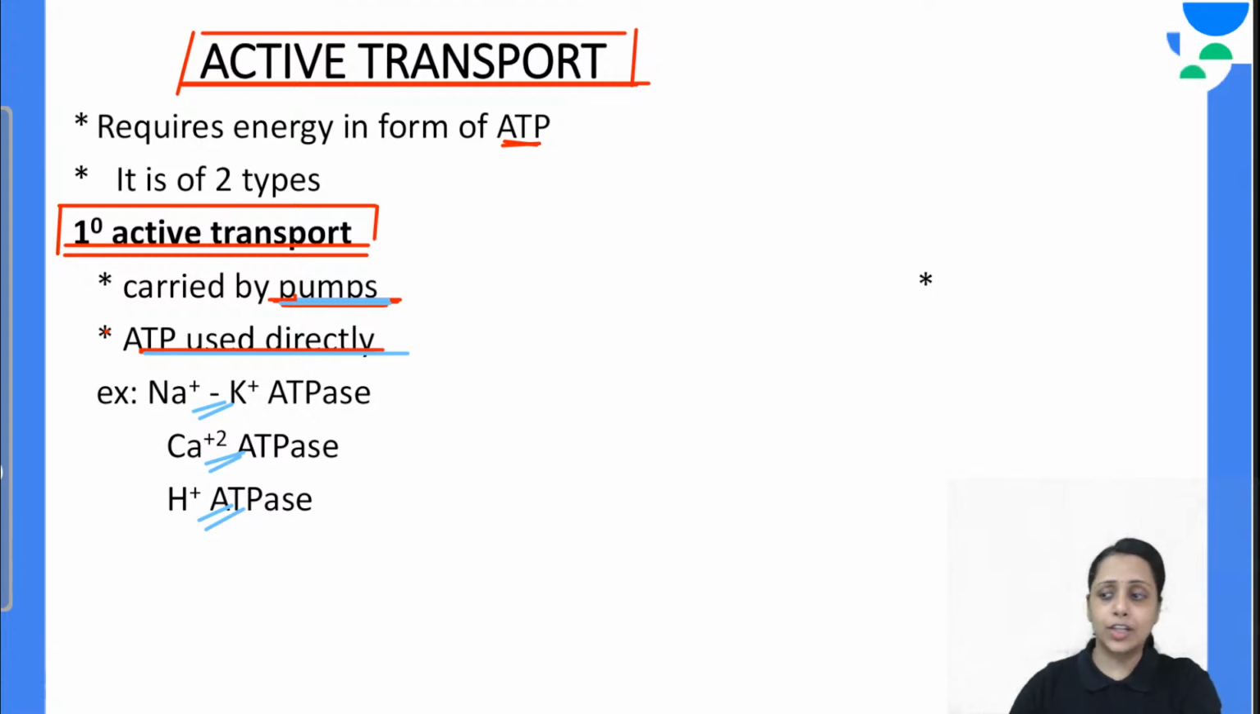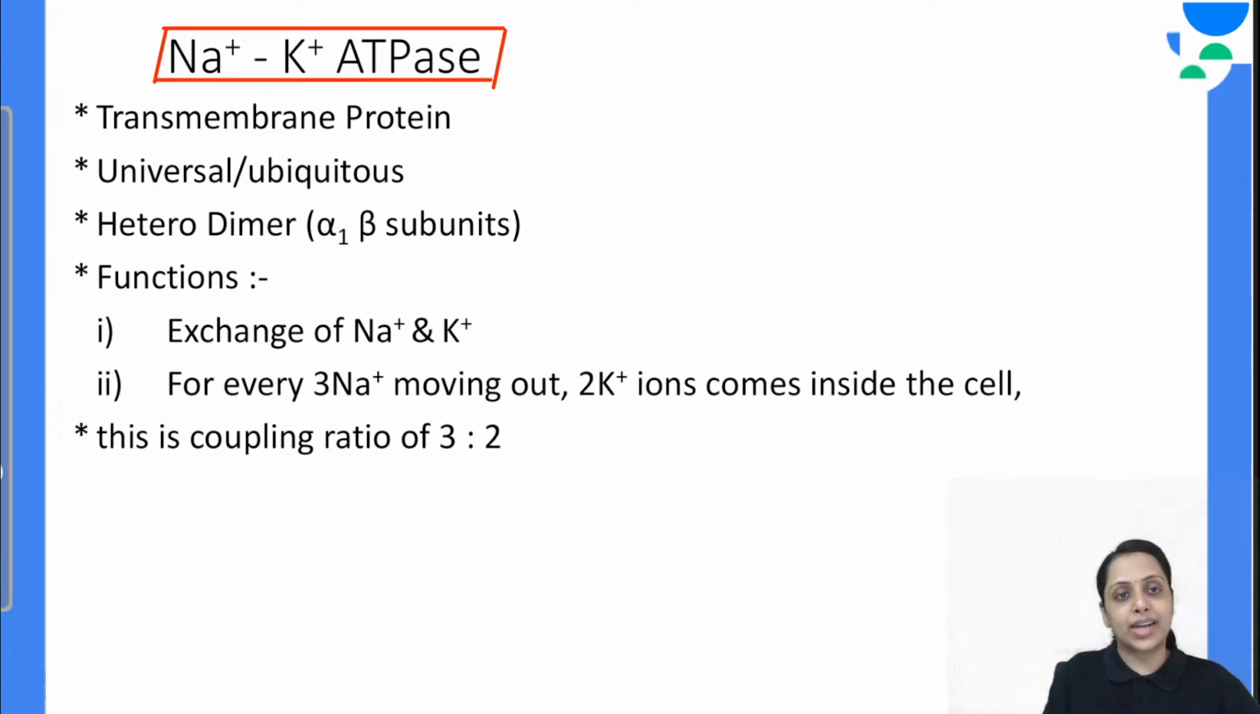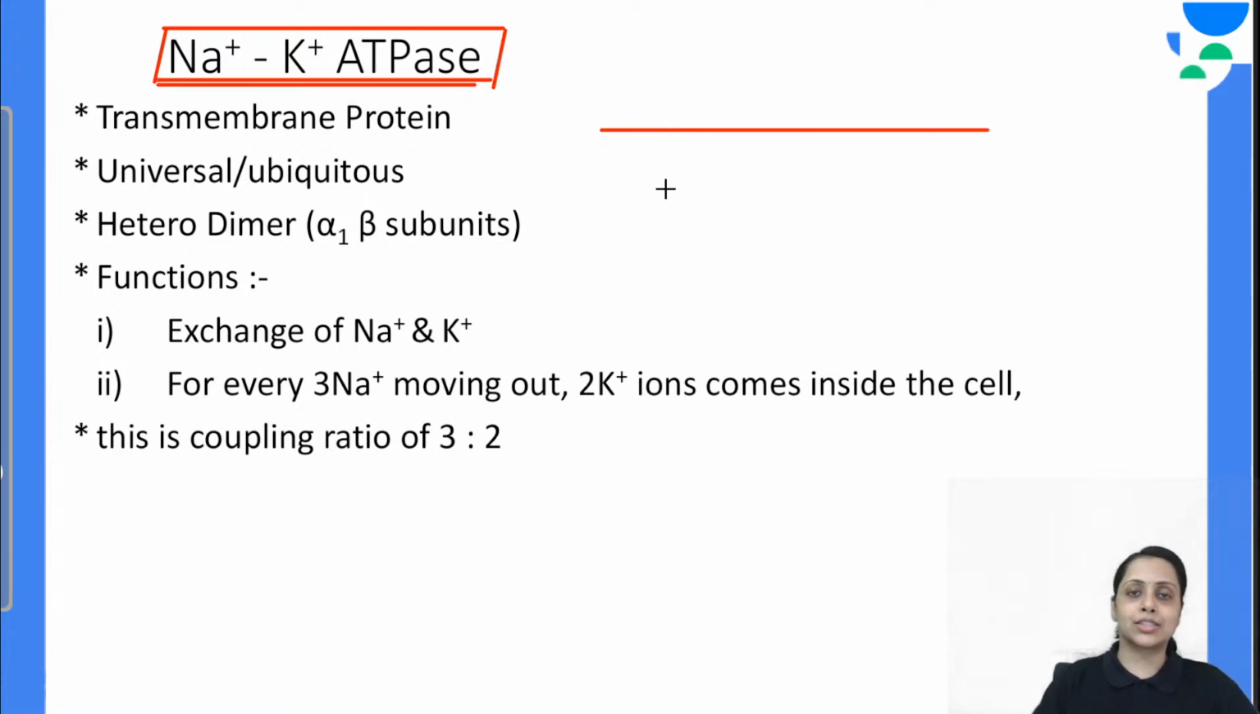Shall we proceed further? Okay, fine. Moving further to the secondary active transport. First, let me take you to the sodium potassium pump in detail. They are the classical example of the primary active transport. They are transmembrane proteins because they cross the whole membrane.